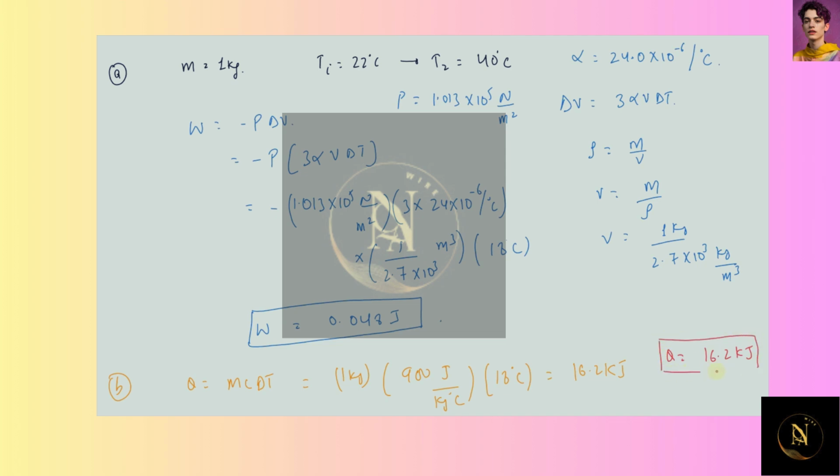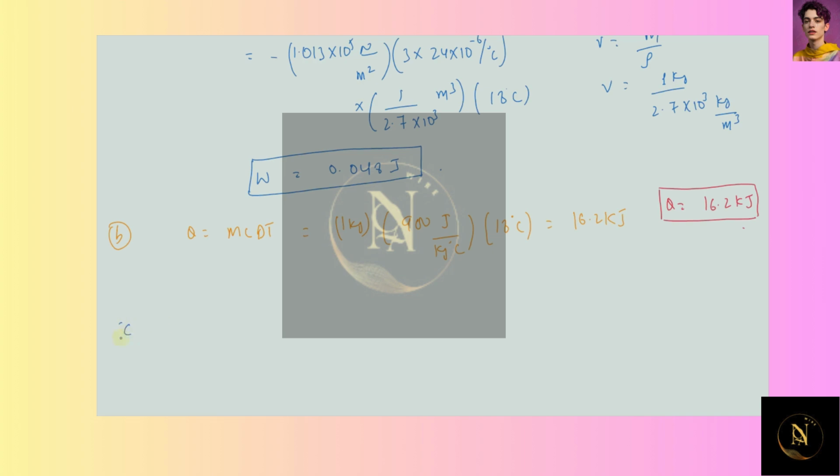Finally, we'll be solving the C part now. In the C part we have to find the change in internal energy. For that we'll be using the first law of thermodynamics. So change in internal energy is equal to Q plus W, and Q we know is 16.2 kilojoule, plus work, which we know is 0.048 joule. So it will be nearly 16.2 kilojoule only. So this is the answer for the C part.